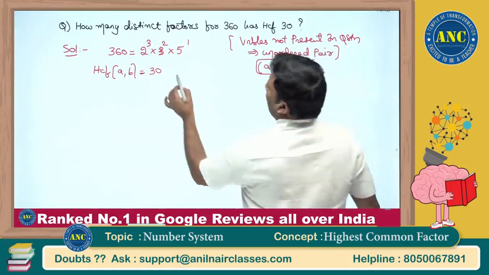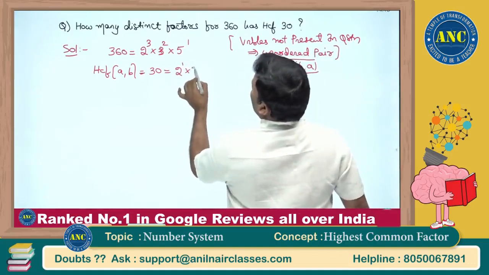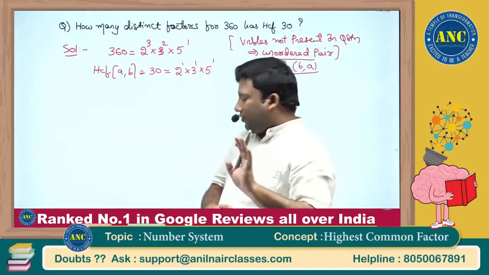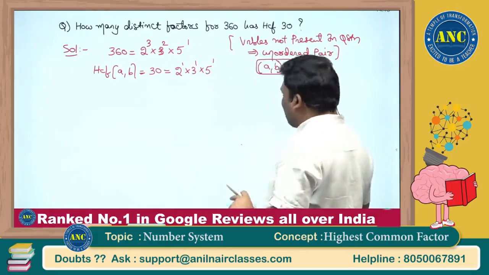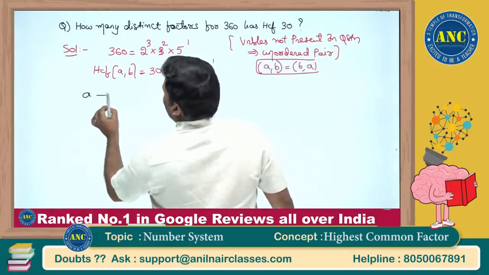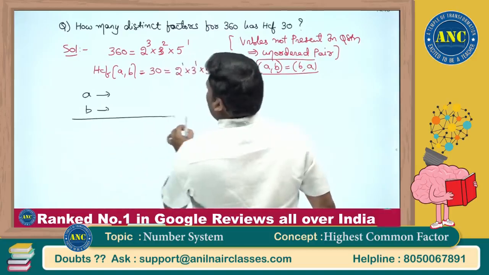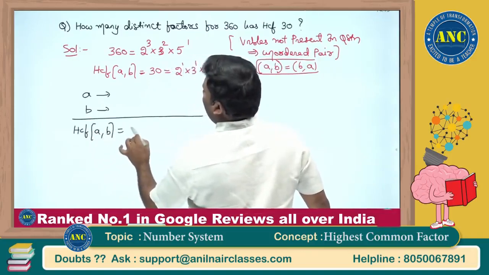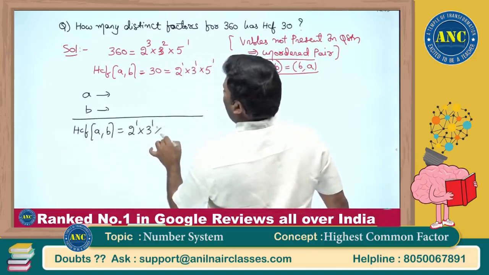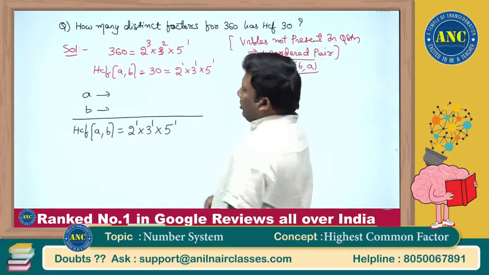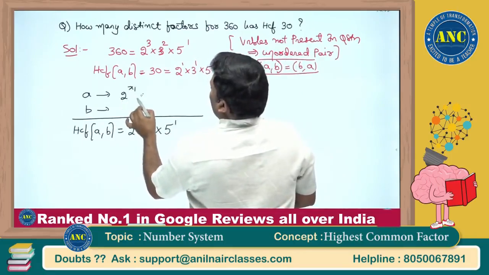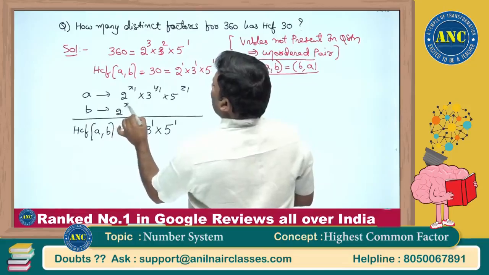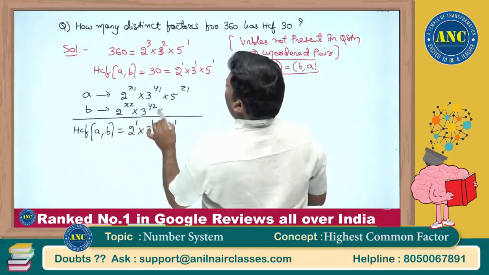HCF of A comma B is 30. 30 as a prime basis is 2 into 3 into 5. Now, step by step, we will get the answer. A we don't know, B we don't know. I want the HCF of A comma B, given as 30, which is 2 into 3 into 5. So A will have 2 power x1, 3 power y1, 5 power z1, and B will have 2 power x2, 3 power y2, 5 power z2.